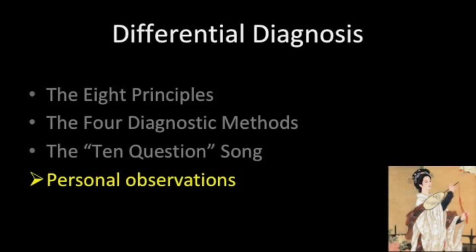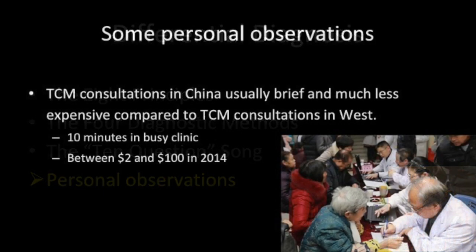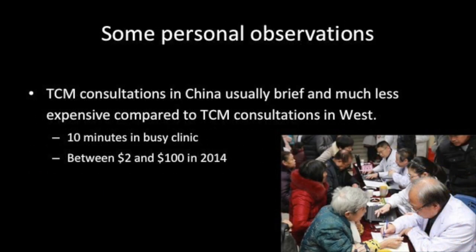As a final addendum, I would like to share some of my subjective experiences. A TCM consultation is fairly brief in China and much cheaper than in Western countries. The consultation may take 10 minutes in a busy clinic. In 2014, when I left China, the cost could range from $2 in a small clinic in the suburbs of Beijing to $100 for a doctor with a reputation.